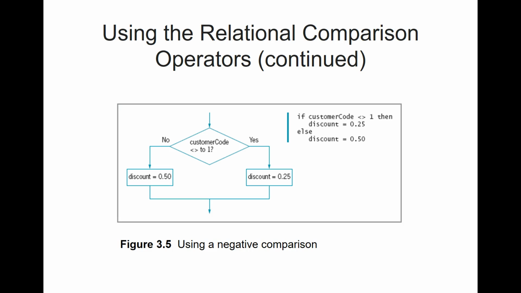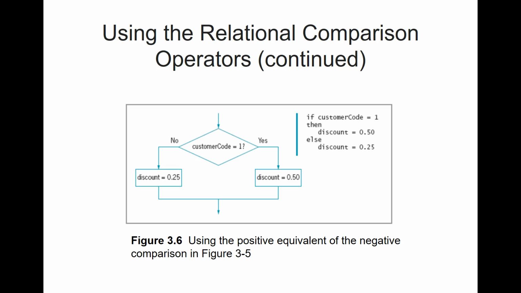Could we have written that a different way? Could we have said if customer code is equal to 1, and we just would have had to flip those discounts around? The yes and no would be there, and we'd have to flip discounts from side to side. So we can write that same question in a couple of different ways. So there's the same thing, but now we're saying customer code is equal to 1.